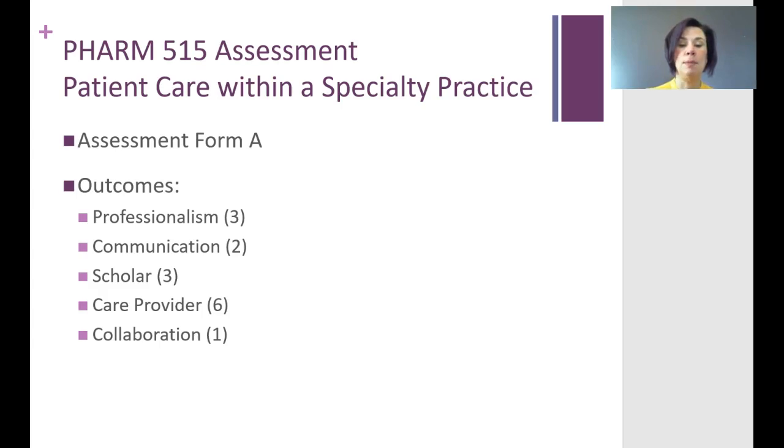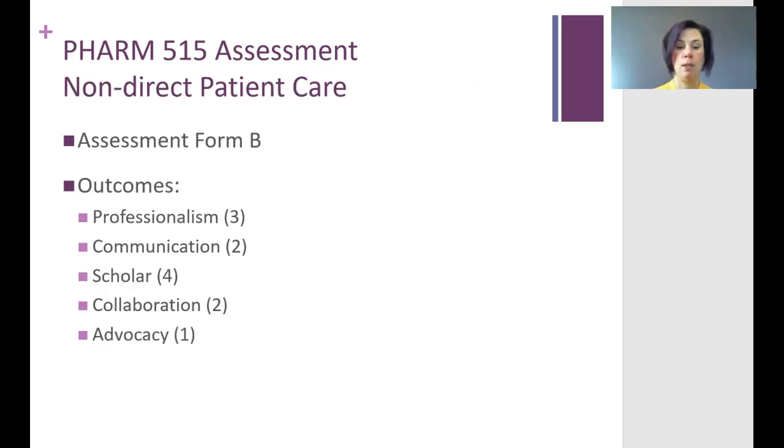For patient care placements, you will be provided with Assessment Form A. The educational outcomes that you will be asked to assess are professionalism, communication, scholar, care provider, and collaboration. For non-direct patient care placements, you will be assigned Assessment Form B. The outcomes within this assessment form are 3 outcomes of professionalism, 2 for communication, 4 outcomes related to scholarly activities, 2 for collaboration, and 1 for advocacy.